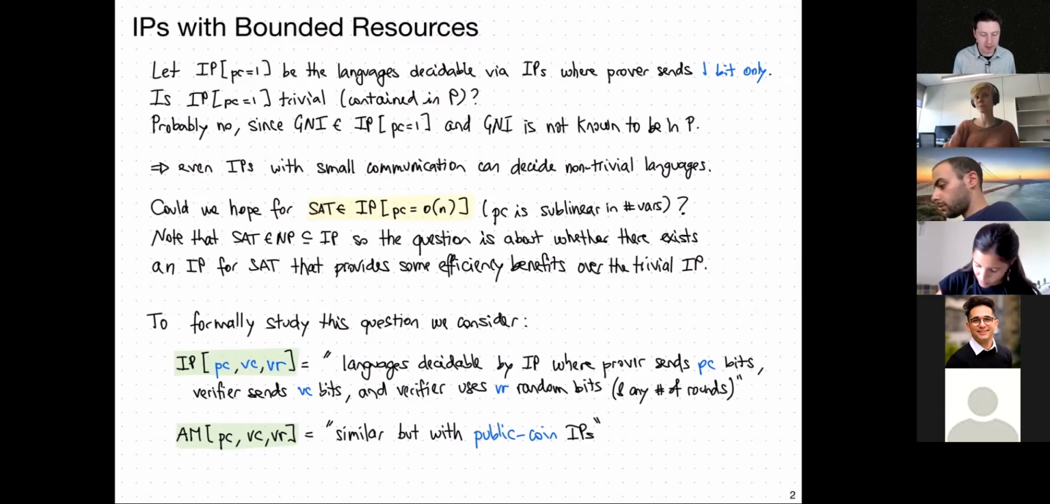SAT is not something that even a non-lazy verifier would be able to solve on its own, right? That is an NP complete problem, and at minimum, it needs the prover to send a candidate assignment, and we're asking, is there anything better than that? Okay, other than sending a candidate assignment.